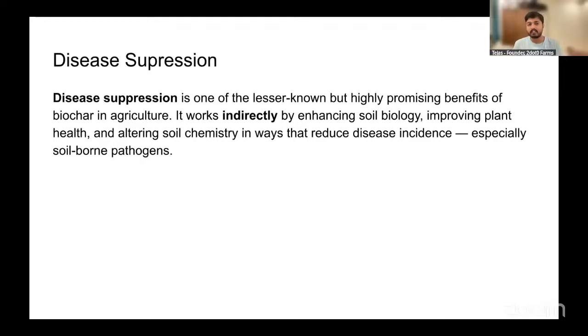Disease suppression is one of the lesser known but highly promising benefits of biochar in agriculture. It works indirectly. That's why it's not talked about much. It works indirectly by enhancing soil biology. If we have life, if we have the ability to host and keep that life sustained, then plants get more healthy. And as I said, the whole chemistry of soil changes. Plants become more immune, and especially the soil-borne pathogens will be far fewer.